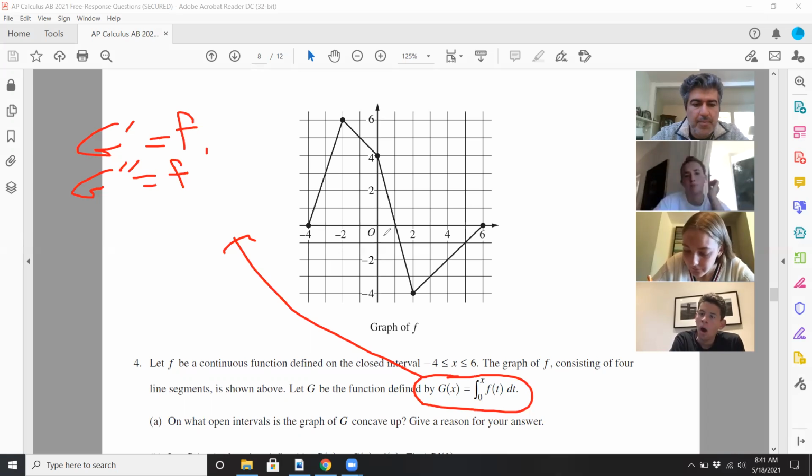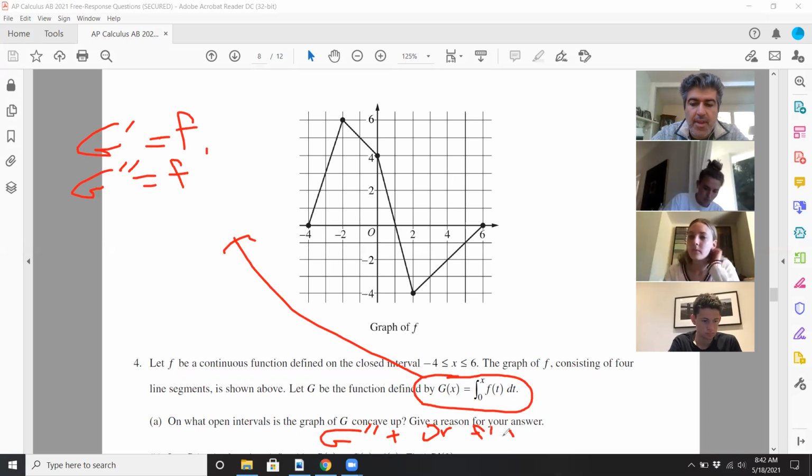Okay, so let's do part A. On what open intervals is the graph of G concave up? Remember, we want concave up, G double prime must be positive, or F prime must be positive. Okay, take a moment to think that through. Try to identify what F prime would be here, what F prime would be here, what F prime would be here, and what F prime would be there.